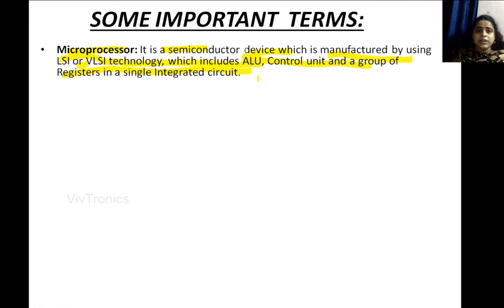It is a semiconductor device manufactured using large scale integration or very large scale integration technology, which includes the parts of the microprocessor, the ALU, the control unit, and some registers to store data. All these are together fabricated in a single integrated circuit. This is the definition of a microprocessor.